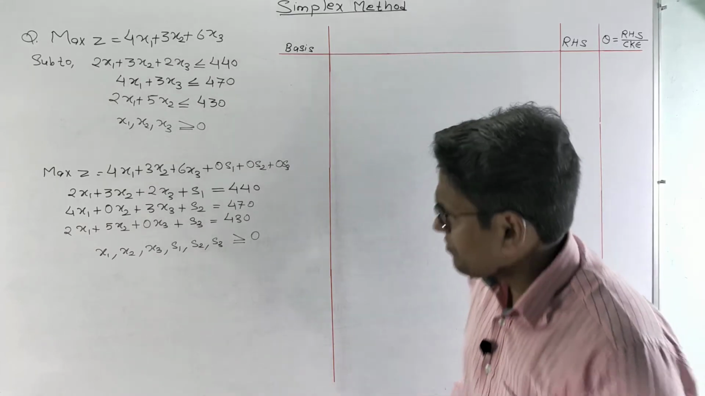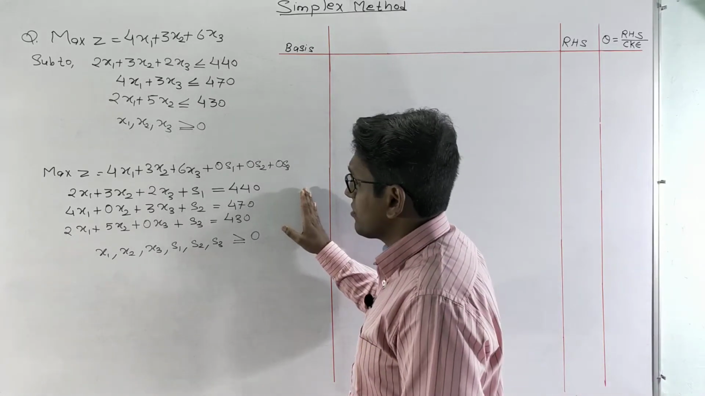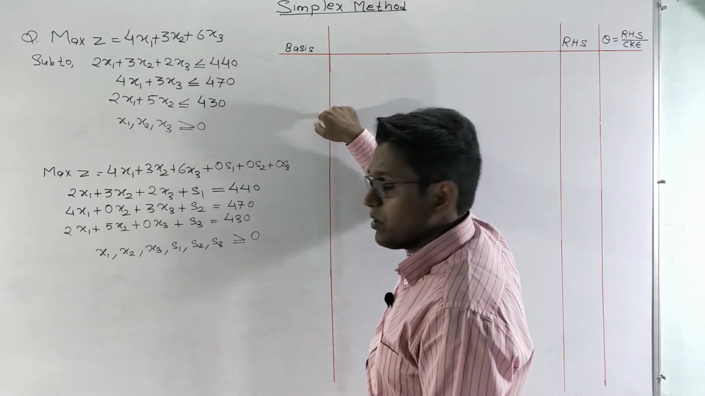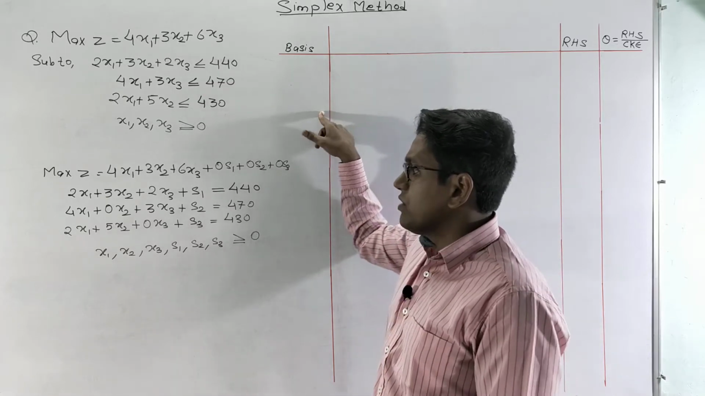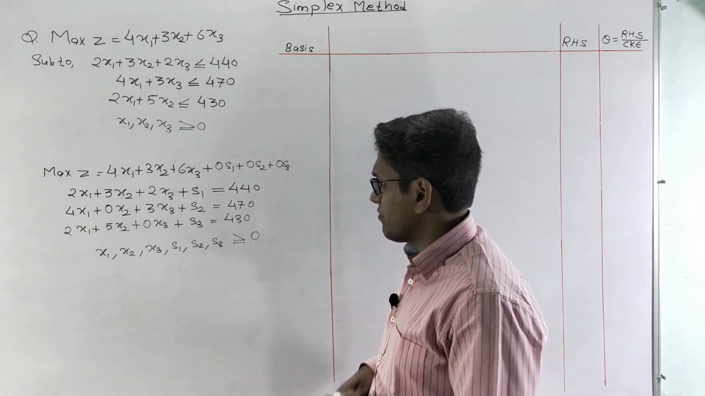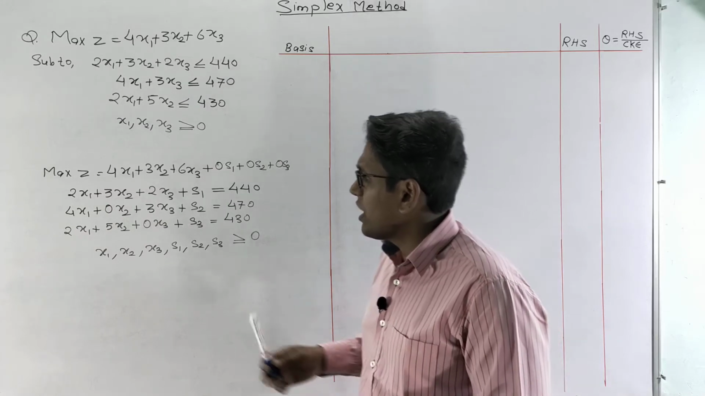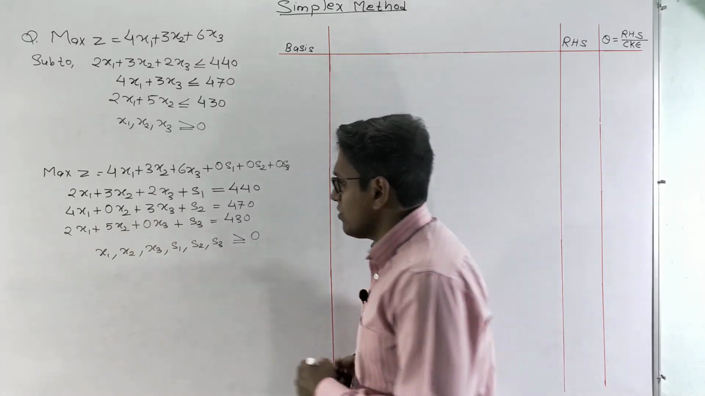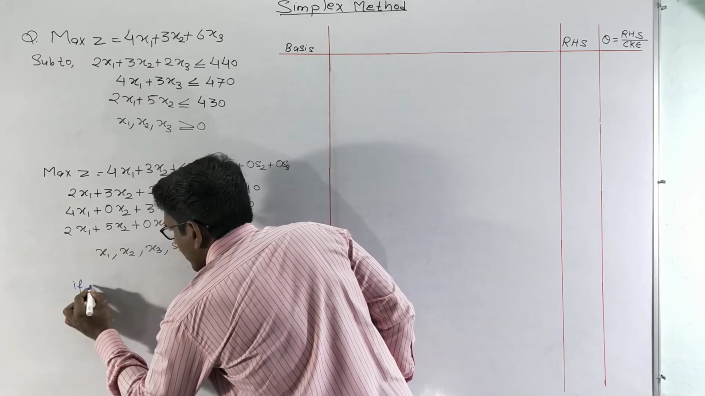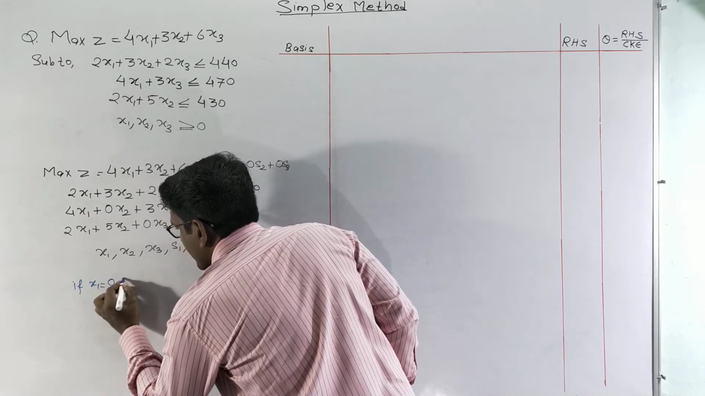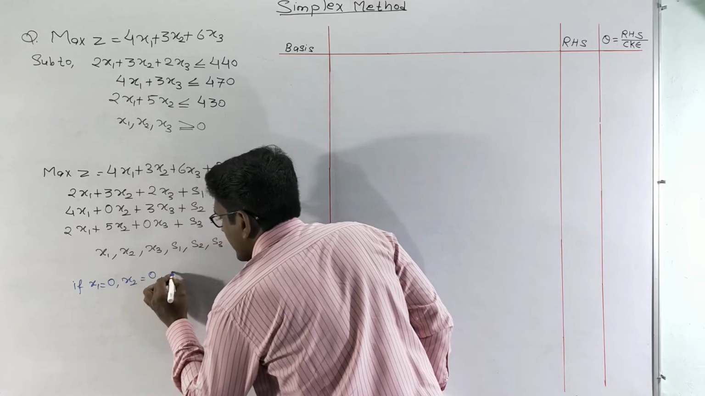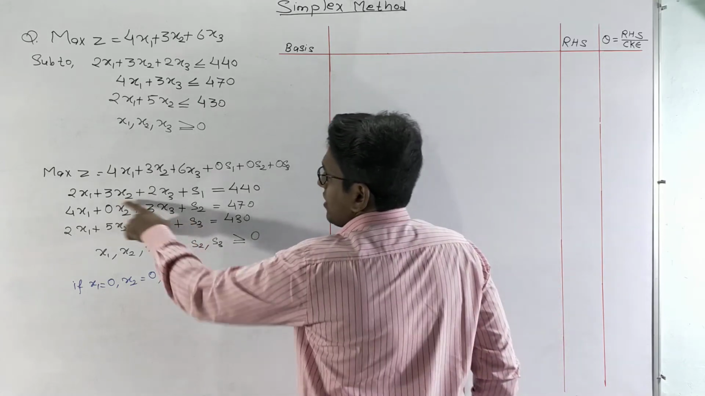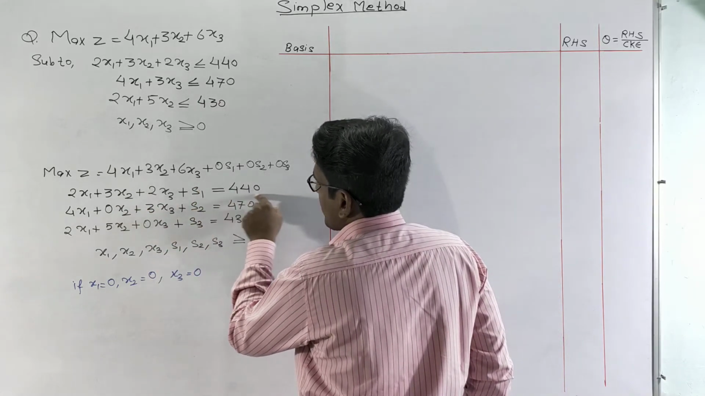Now to find the initial basic feasible solution, we need to find the variables which enter the basis column, and to enter the basis column the values have to be positive. So if I put x1 equal to 0, x2 equal to 0 and x3 equal to 0, what I'll see is in the first equation I will get s1 equals 440.